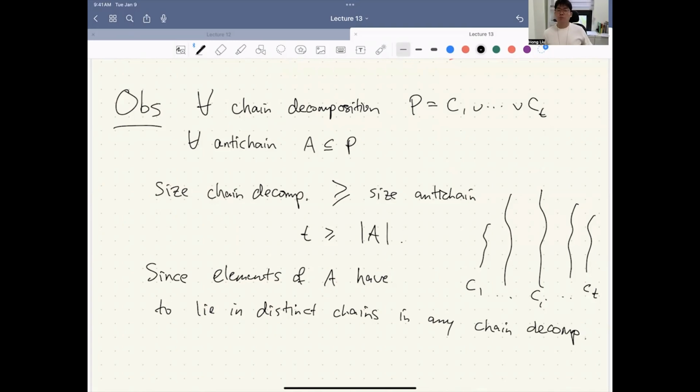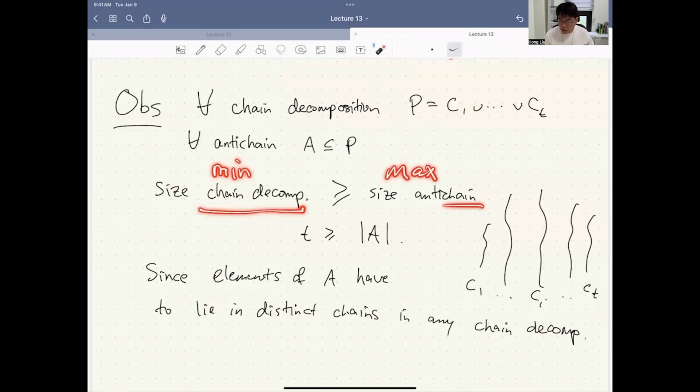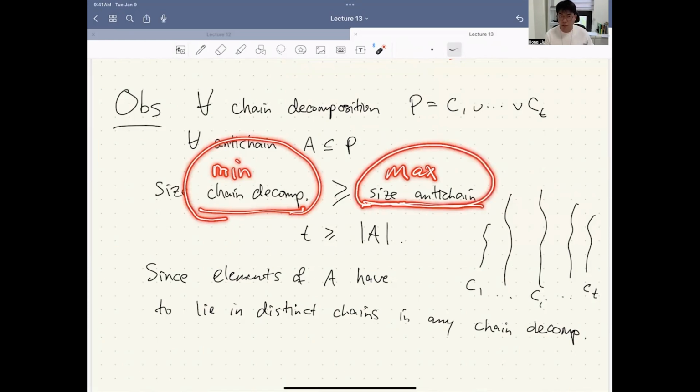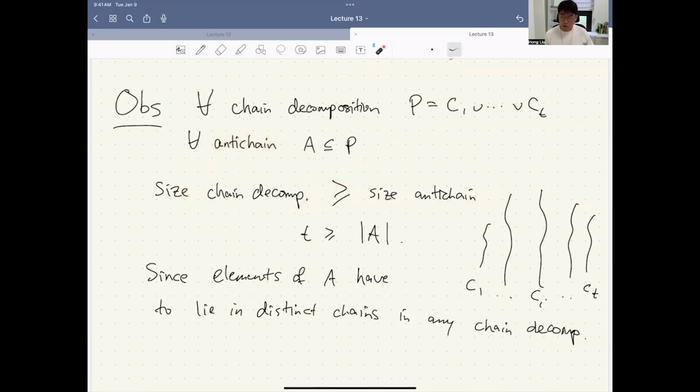So the next theorem I'm saying is that since this is true for any chain decomposition and any anti-chain, this is also true for the minimum size chain decomposition and maximum size anti-chain. So if you take a minimum chain decomposition, its size is at least the maximum size of an anti-chain. The next theorem I'm saying is that, in fact, equality holds. We have the min of this equals the max of that. Some sort of duality statement. This is Dilworth's theorem.